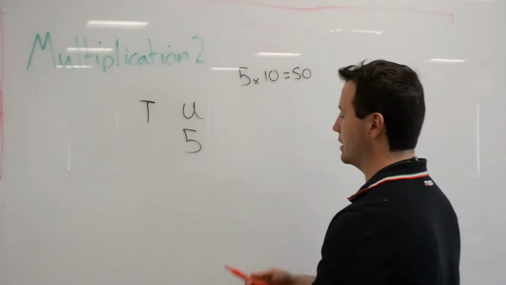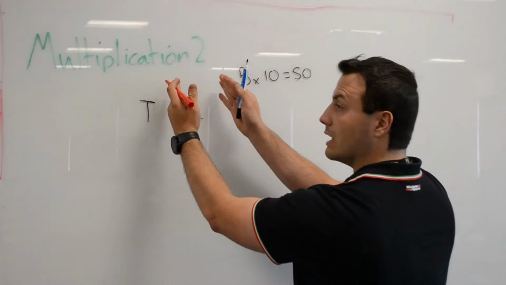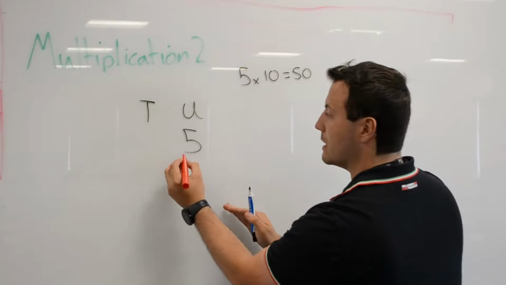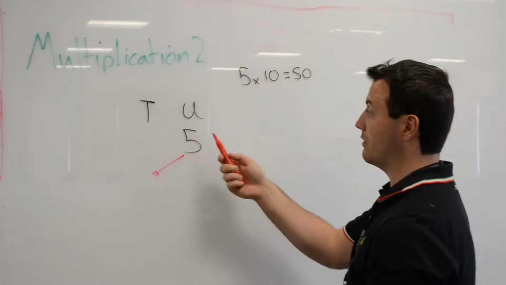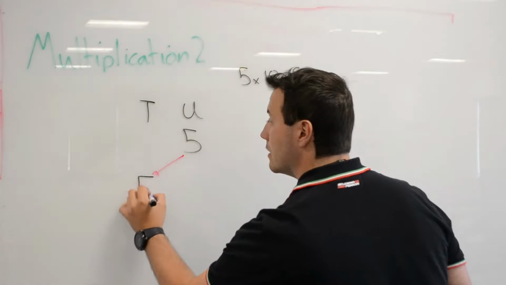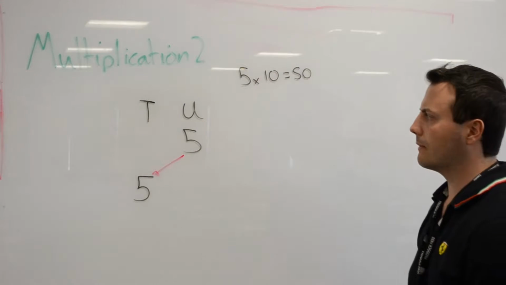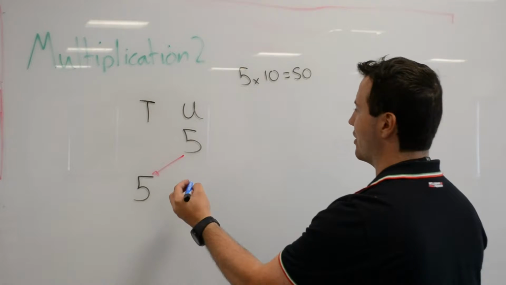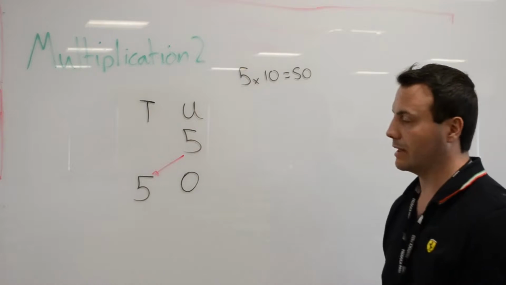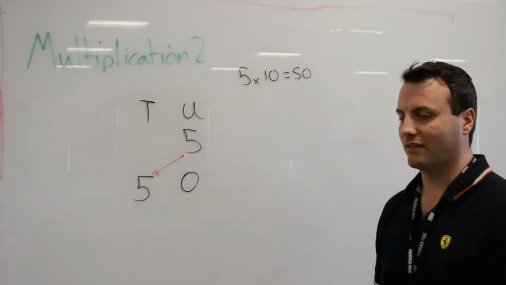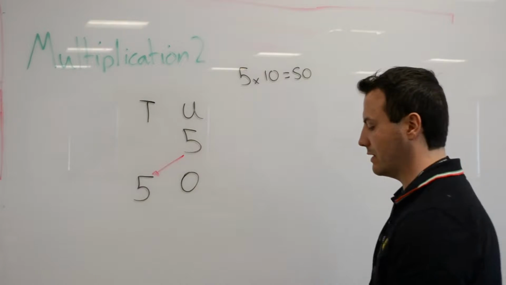So what's actually happening is that everything in the units column, in this case, is being moved across and diagonally towards the tens. So 5 units becomes 5 tens. 5 tens on their own, so we've now lost the 0. It should go here. And there's our answer, 50. Let's try a different example.